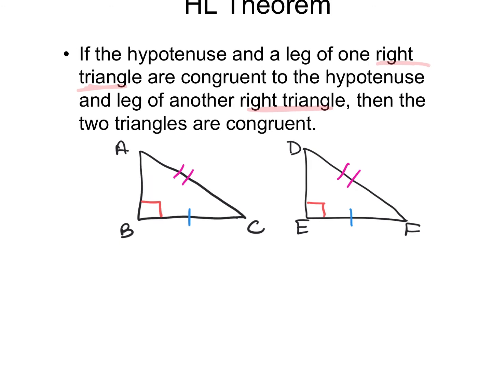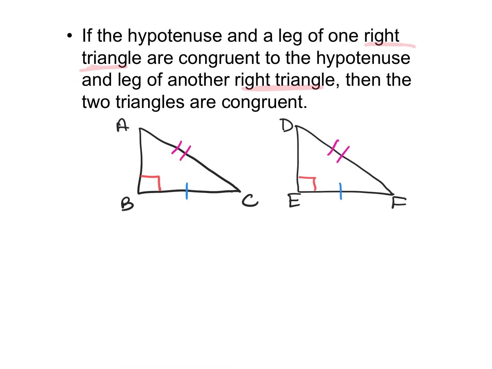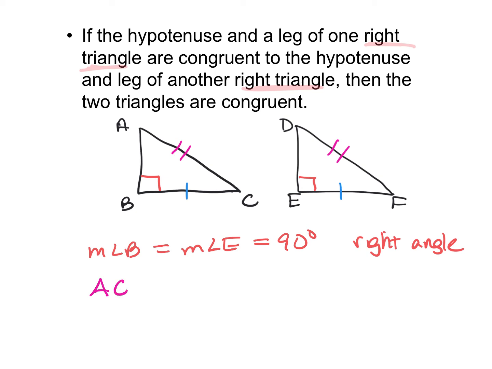So let's go ahead and just state everything that we have here. We would end up stating that the measure of angle B is equal to the measure of angle E, because they're both 90 degrees. So the first thing we're looking for is that we have a right angle. The next thing we're going to do is show that the hypotenuses are congruent. So AC is congruent to DF, and this is the hypotenuse.